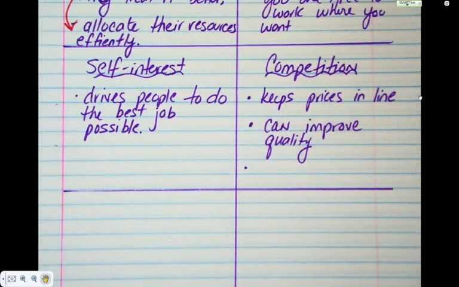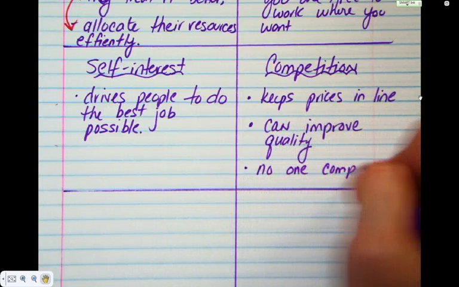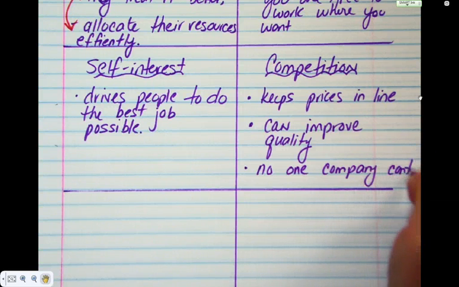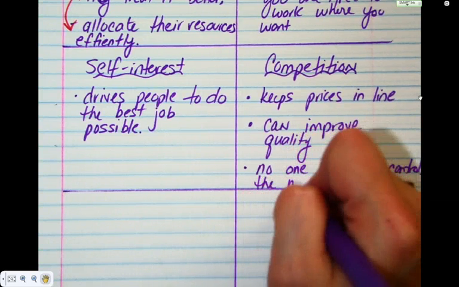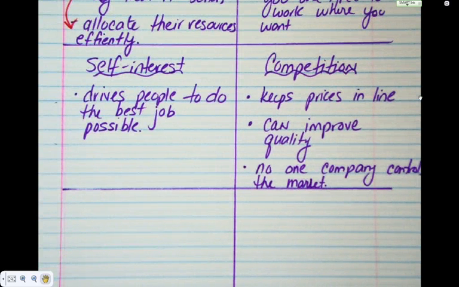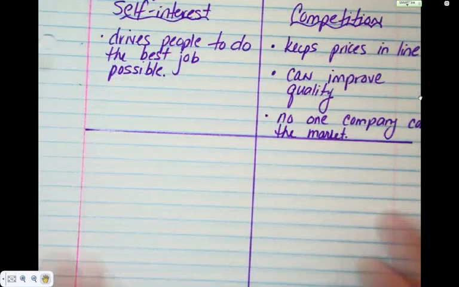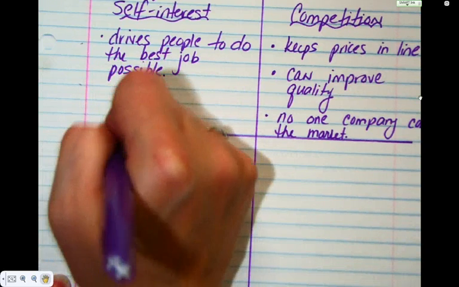Third bullet point, no one company controls the market. Later on in the course, we're going to talk about monopoly, not like the board game, but what that means in terms of economy. We will actually talk about what happens when one company does control the market and how that changes things. Fifth was system of market and prices.